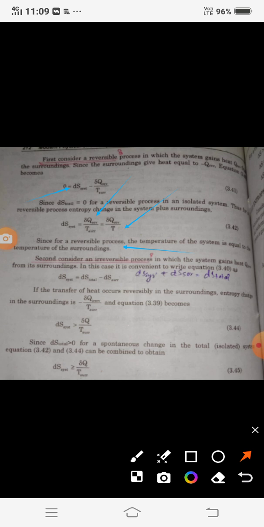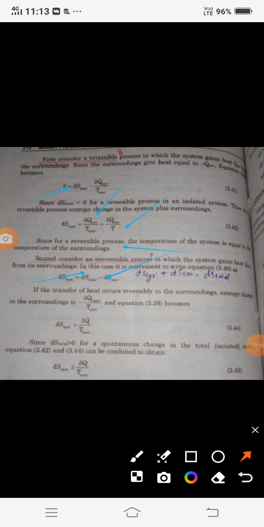So, the second consideration. That was all about the process in which the reversible process is taking place. But when we talk about the irreversible process, we are saying that the total entropy is equal to the entropy of the system plus the entropy of the surrounding. In that sense, if we want to take out the entropy of the system, then it becomes equal to dS, meaning the total entropy minus the entropy of the surrounding. When we talk about the irreversible process, the entropy change of the system is equal to the total entropy change minus the entropy change of the surrounding.